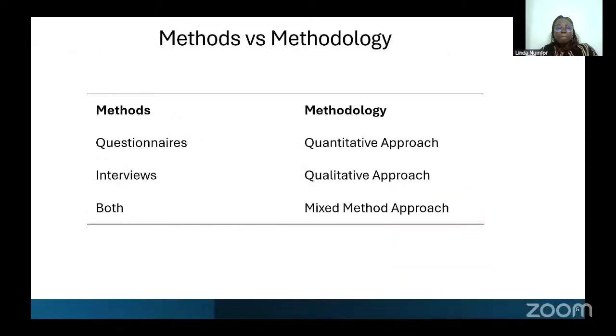In methods, we have questionnaires, interviews, and we can also use experiments. But then the methodology is: is it quantitative? Is it qualitative? Is it a mixed approach? Which type of quantitative, which type of qualitative are you going to use in order to carry out your research? We're going to see that further.